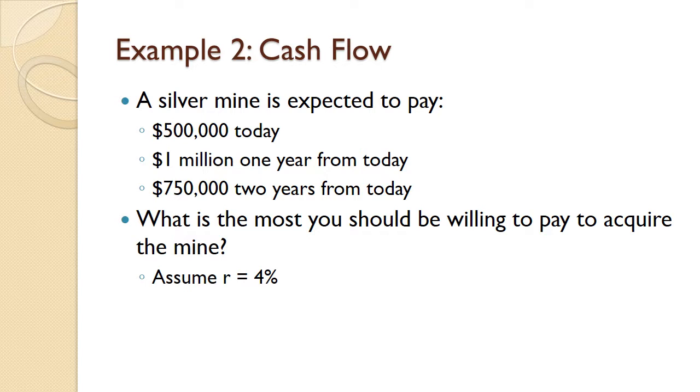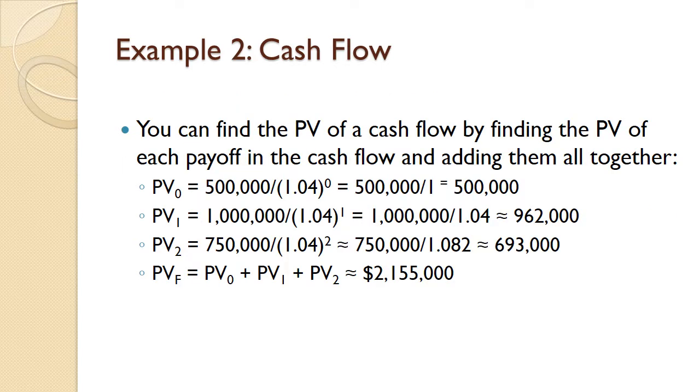To answer this question, we need to find the present value of the mine's cash flow. We can find the present value of a cash flow by calculating the present value of each payoff in the flow, and then adding those present values together. Here I've labeled each present value with an index indicating the number of years in the future the payoff will be received. The index of 0 represents a payoff in the present. The present value of your first payoff is $500,000 divided by 1.04 to the 0th power, which is equal to $500,000 divided by 1, or $500,000.